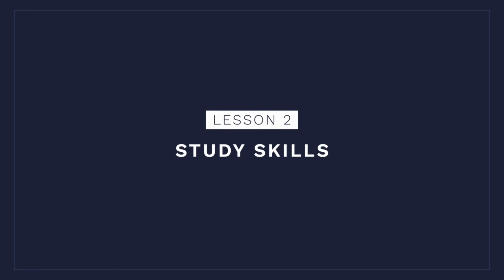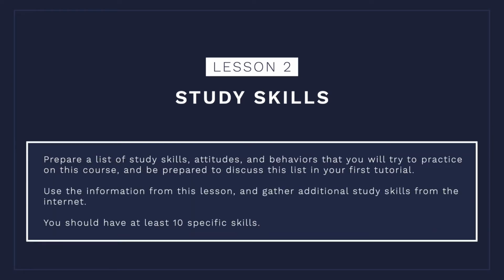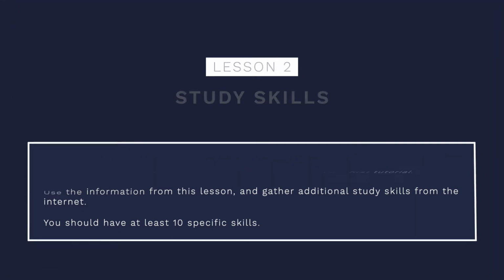Lesson 2, Study Skills. Prepare a list of study skills, attitudes, and behaviors that you will try to practice on this course, and be prepared to discuss this list in your first tutorial. Use the information obtained from this lesson and gather additional study skills from the internet. You should have at least 10 specific skills. Make sure to write in full sentences how you will approach each one of these study skills. For example, time management. I will not look at my cell phone first thing in the morning.